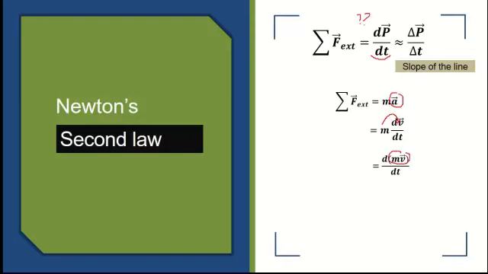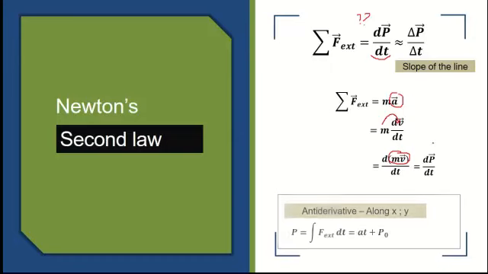Now what is m times v vector? M times v vector is p, so it's the derivative of p with respect to time. So we arrive at the result that the summation of F external can be written in the form of dp over dt.